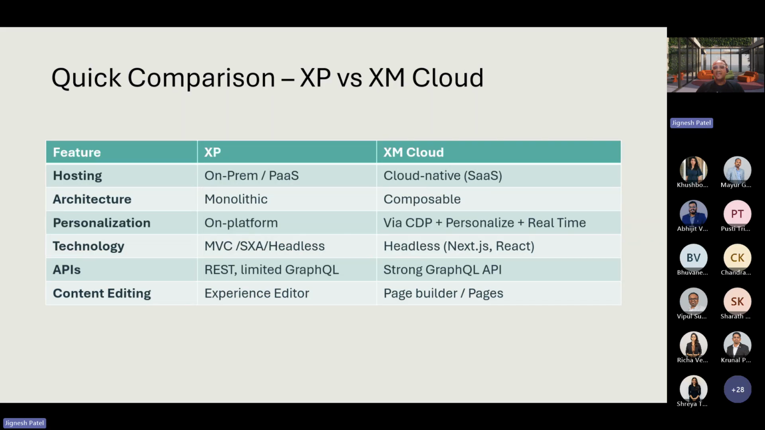For technology, in XP we can use MVC, SXA, and headless. In XM Cloud, it is purely headless, Next.js and React-based solutions. For APIs, it is REST and limited GraphQL in XP, while in XM Cloud it is strongly GraphQL. From the content editing perspective, in XP we were using Experience Editor, and in XM we are using Page Builder, or it is renamed as Pages. The intention of showing these differences is that these parameters fully or partially touch the QA part of the application.